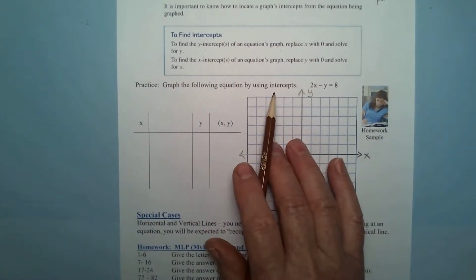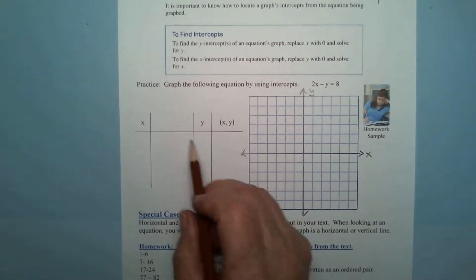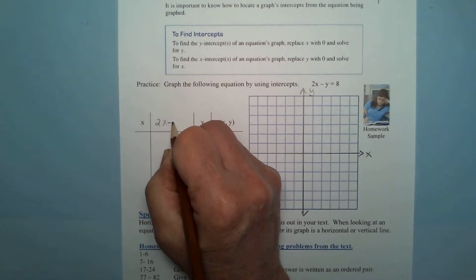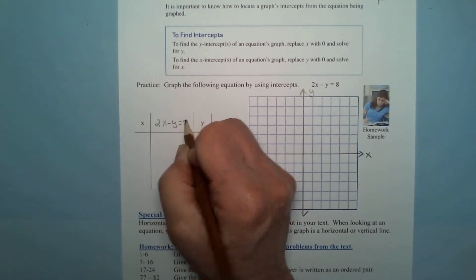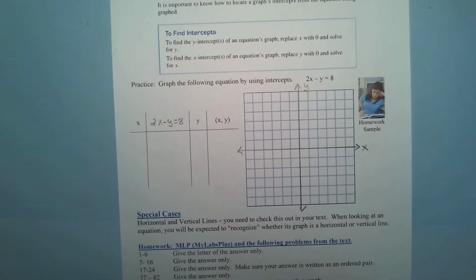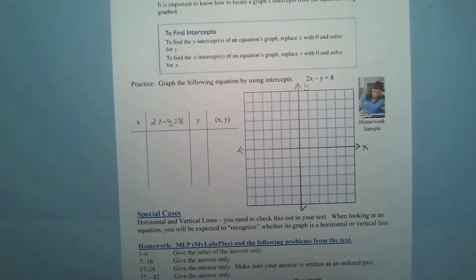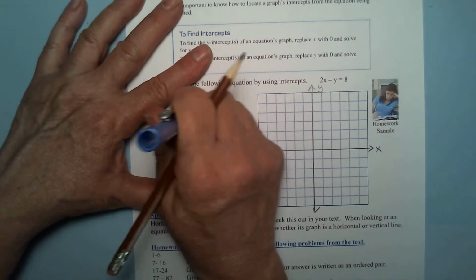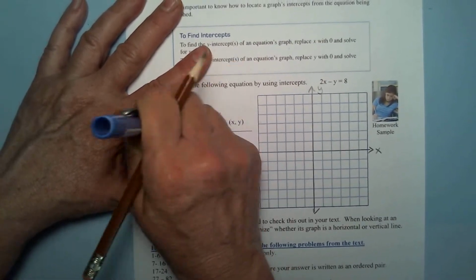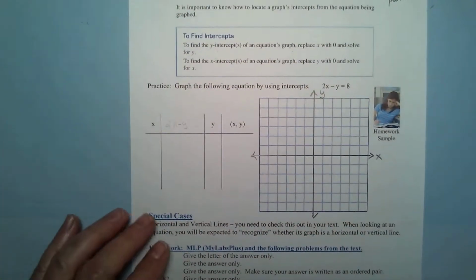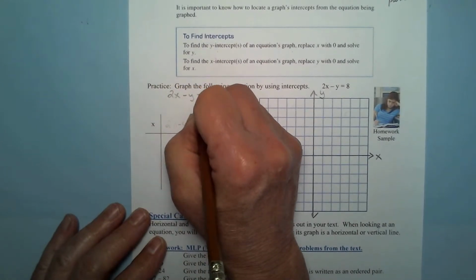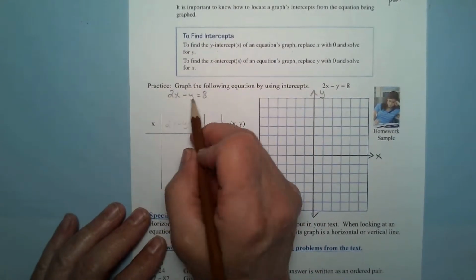And you are going to be tested on this kind of a problem. So I've got my table set up. I'm going to put my equation in here. 2x minus y is equal to 8. And just to make my job a little bit easier, I'm going to replace that like we did in the previous section. I'm going to take my 2x minus y is equal to 8, and I'm going to solve for y.